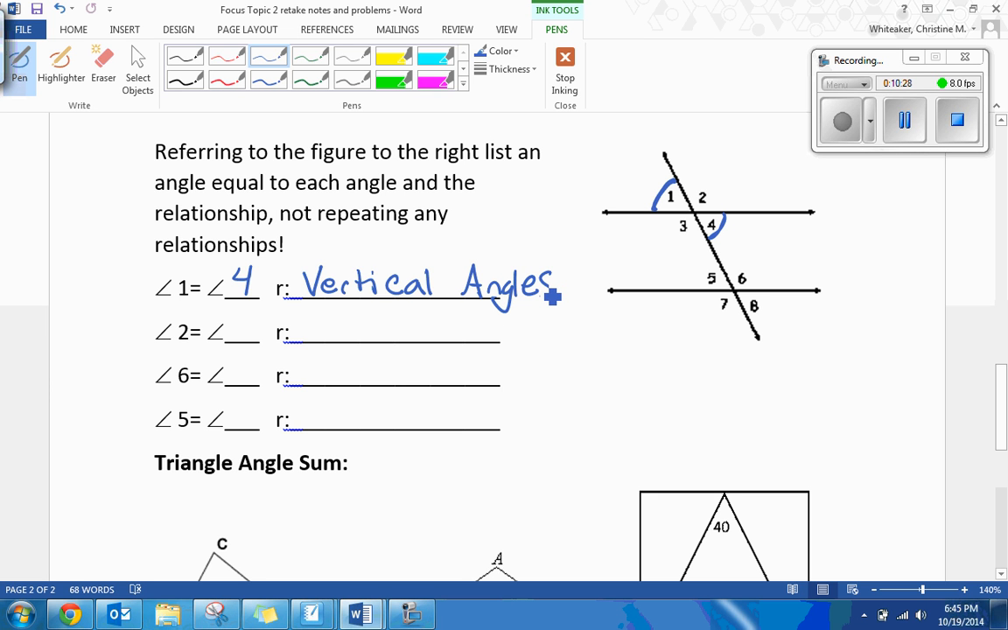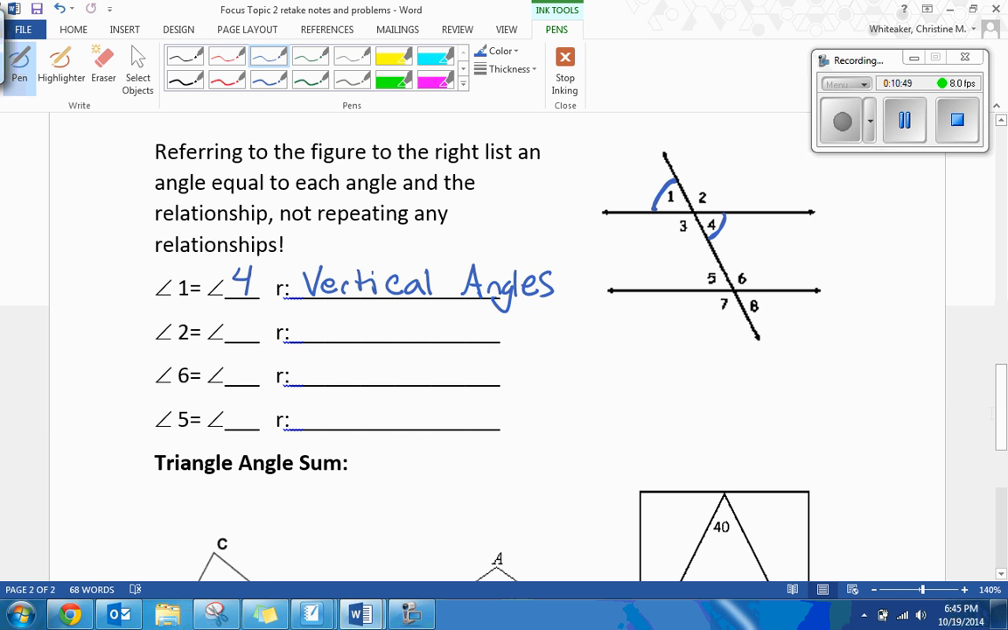So now you guys need to go through and list what angle 2 is equal, what angle 6 is equal, and what angle 5 is equal. And then make sure you list the angle relationship. So for angle 2, you can't just say angle 2 equals angle 3, because that angle relationship would be vertical angles again. So don't list angle 3 on that one.